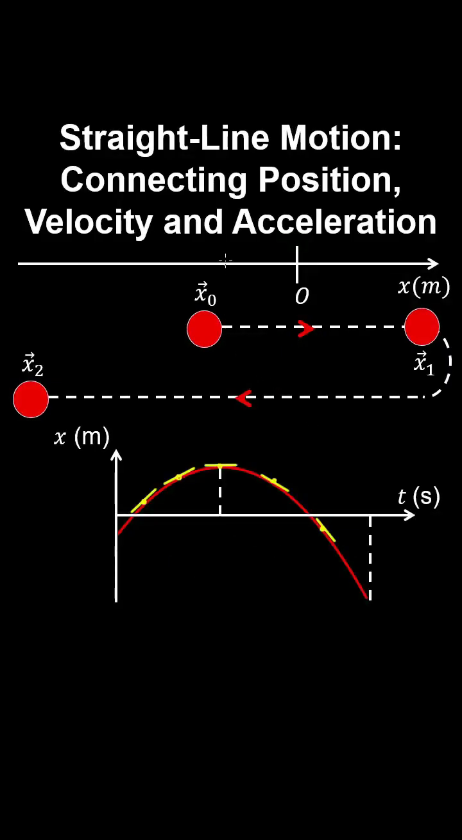We can connect the position, velocity and acceleration using the position time curve and observing the behavior of a few tangents to the curve. So over the first interval of motion from x0 to x1, we can observe that the tangents are always positive.